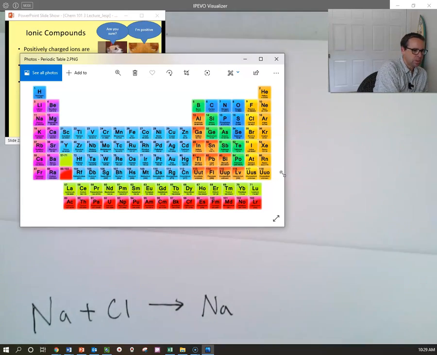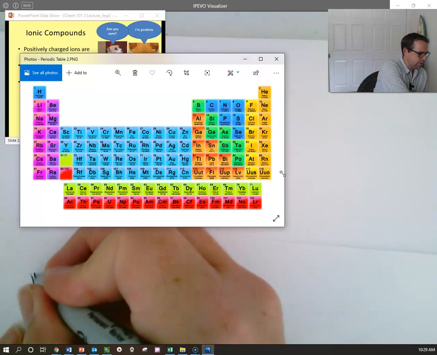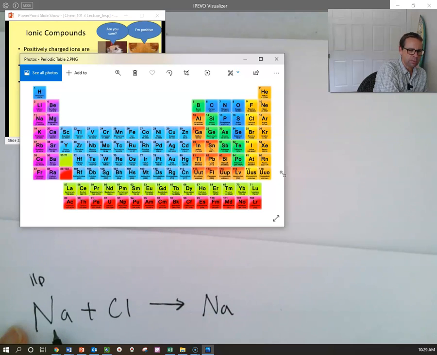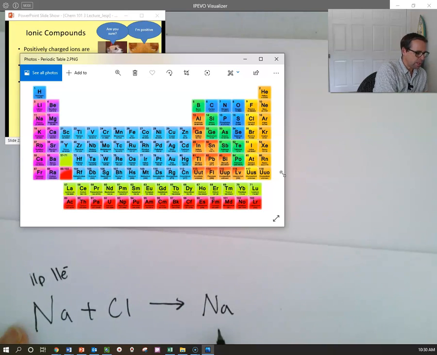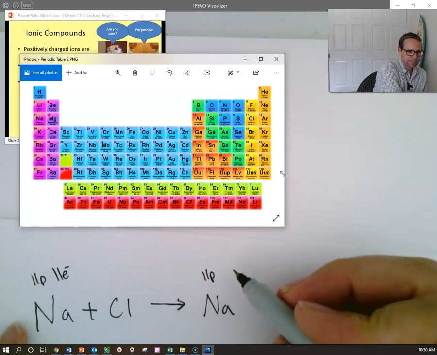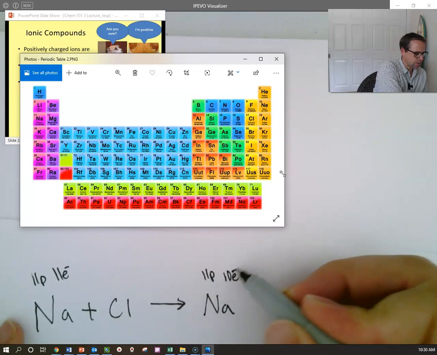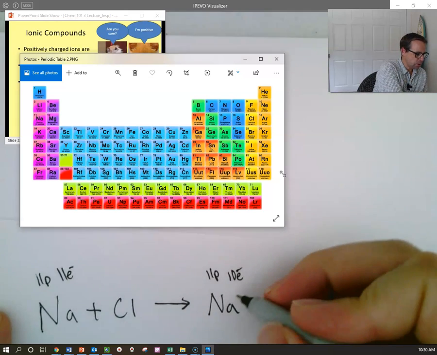So this sodium atom, how many protons does it have? 11. It has 11 protons. And how many electrons does it have before it gives one up? It has 11 electrons also. 11 protons and 11 electrons. But when it gives up an electron, it still has 11 protons, but now it has how many electrons? 10. That's right. So because this number is no longer the same, it has 11 positive charges, but only 10 negative charges. So it has one extra positive charge.